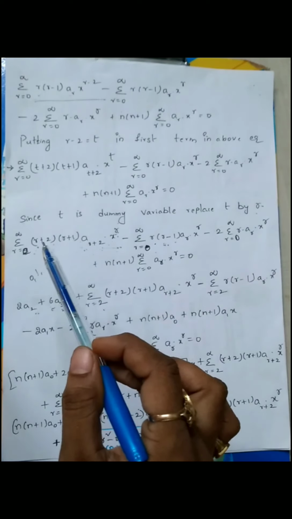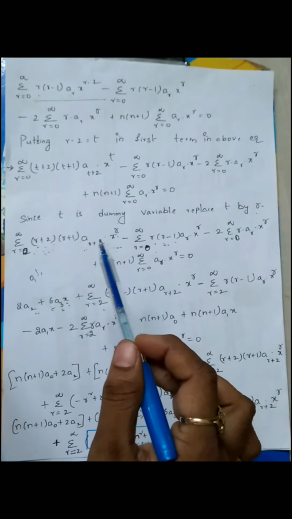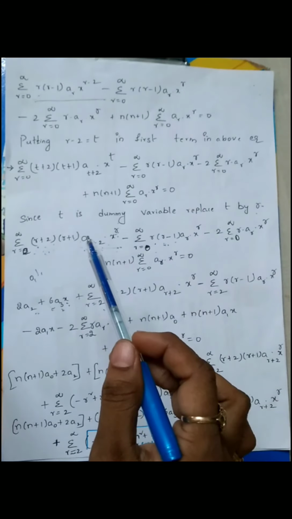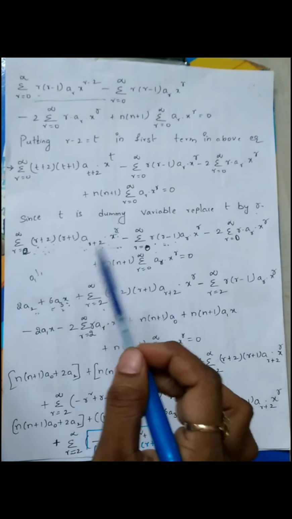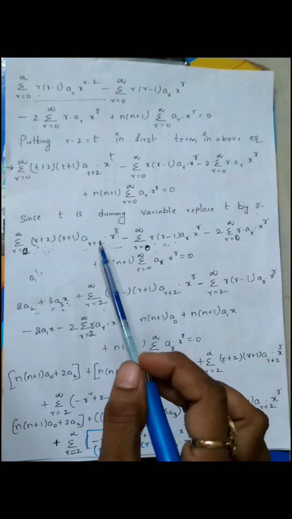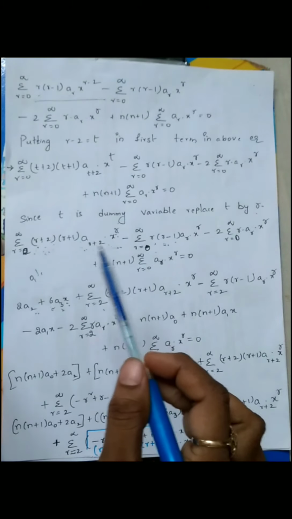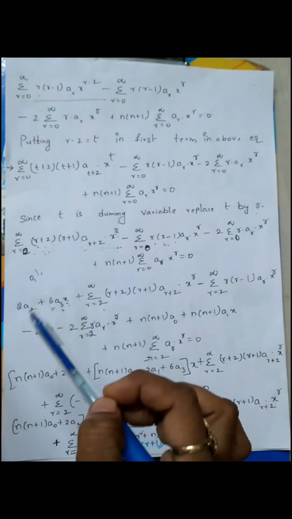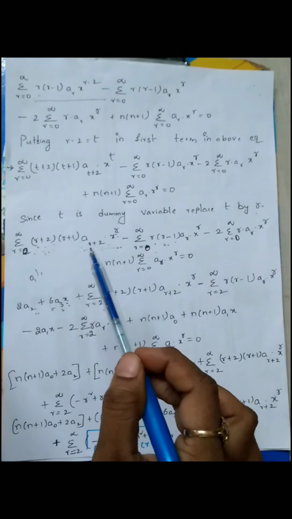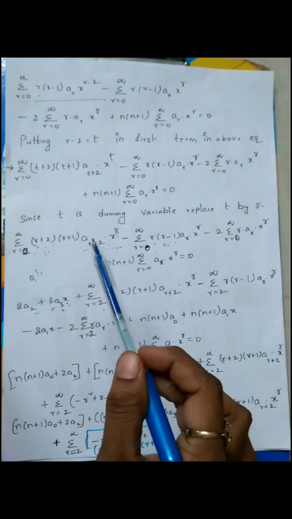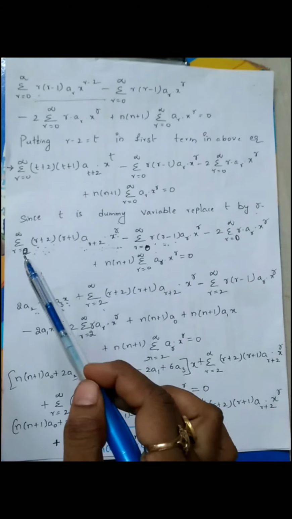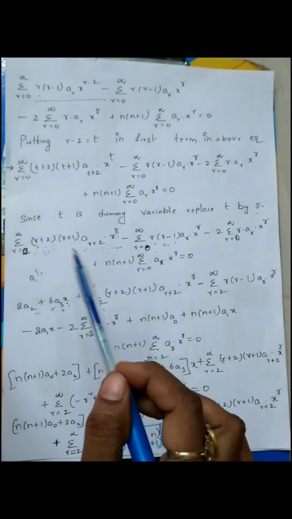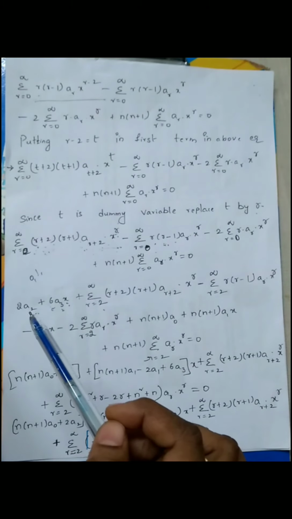If we substitute r equals 0, the first term changes: r equals 0 means (0 plus 2)(0 plus 1) a(0 plus 2) into x power 0. x power 0 means 1. Here (0 plus 2)(0 plus 1) means 2, and in place of r, if we put 0, it is 0 plus 2, a2. So this whole term becomes 2a2 when we substitute r equals 0.